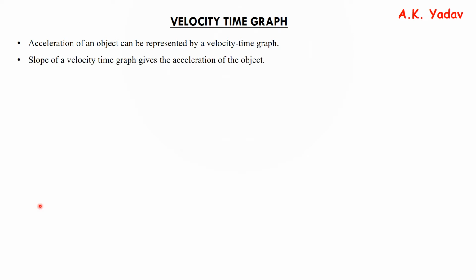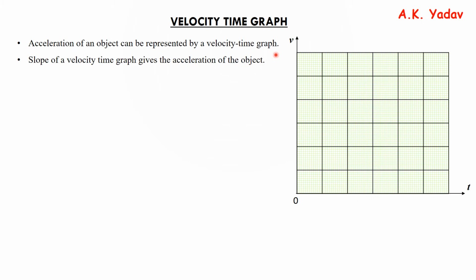Velocity time graph. The acceleration of an object can be represented by a velocity time graph. The slope of a velocity time graph gives the acceleration of the body. So I have this graph on which on the y-axis I have taken the velocity, on the x-axis I have taken the time. At time t1 the velocity is v1, at time t2 the velocity is v2. I have marked the points A, B and C.